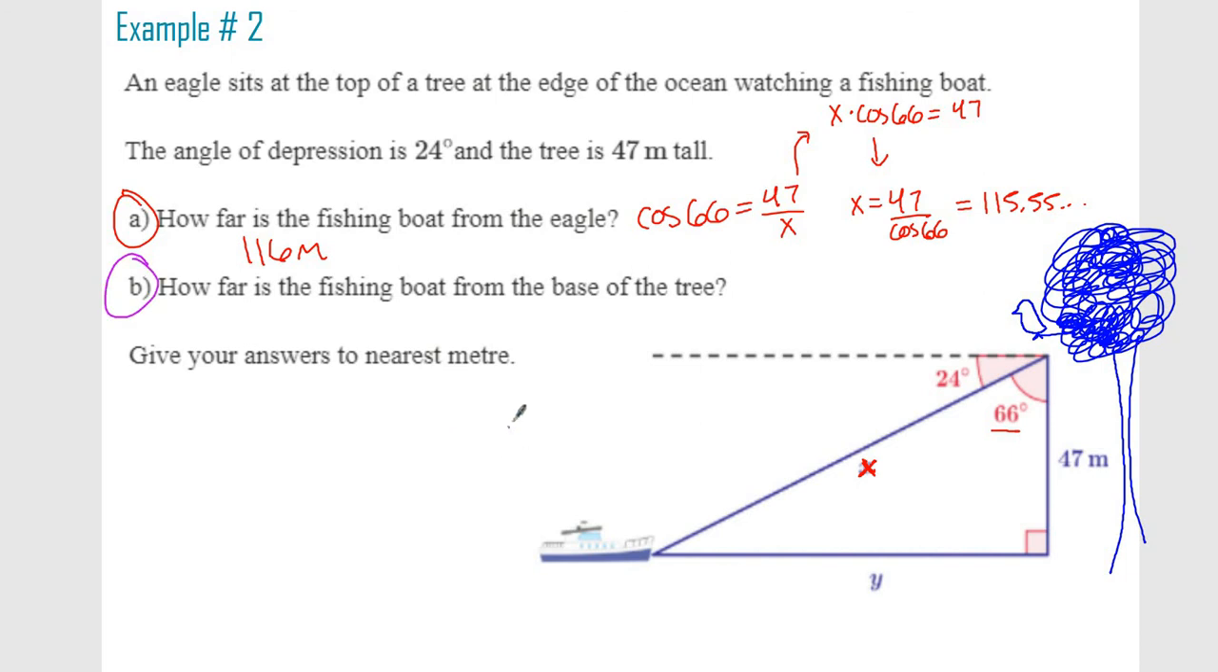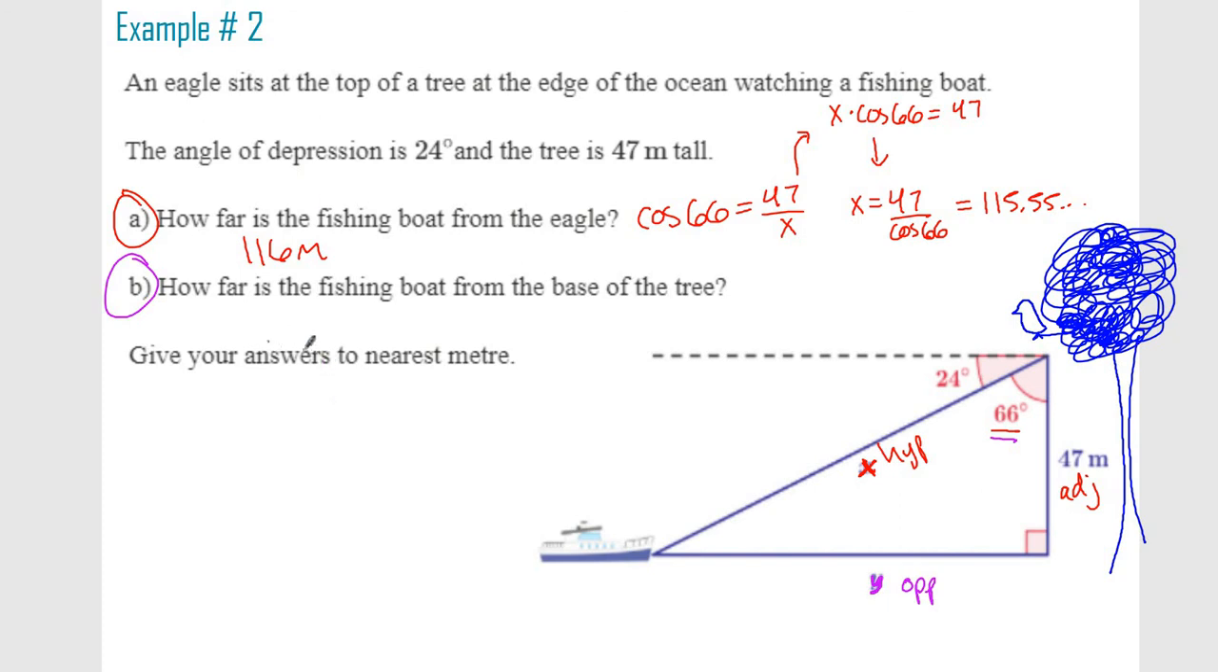All right, B. How far is the fishing boat from the base of the tree? That would be our Y value, the one down here. Again, using our 66, this is our opposite. This is still our hypotenuse. Just so you guys remember, this was the hypotenuse. This was the adjacent.